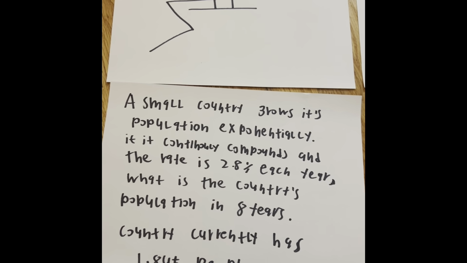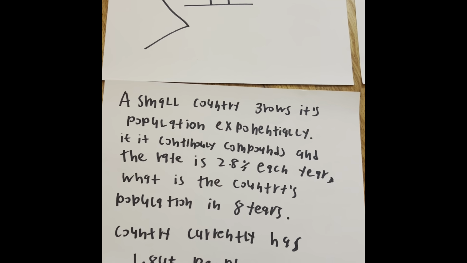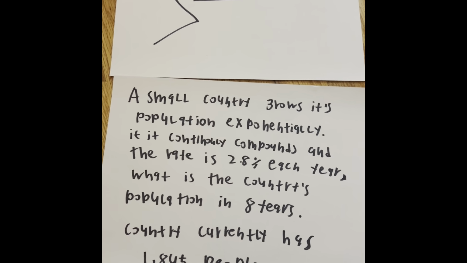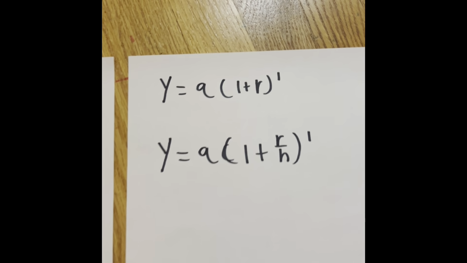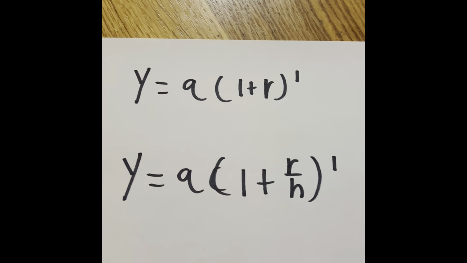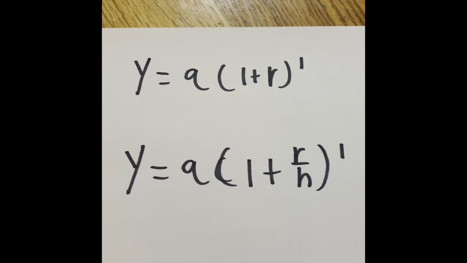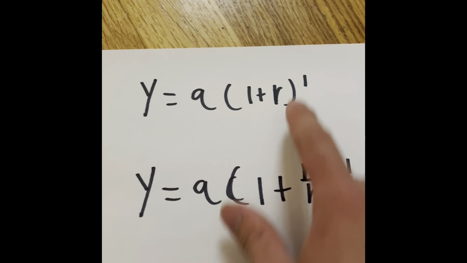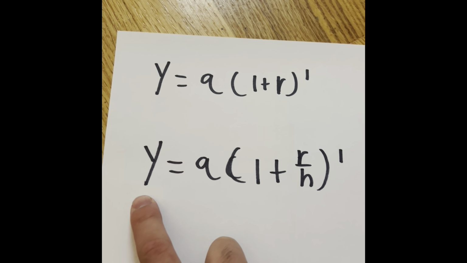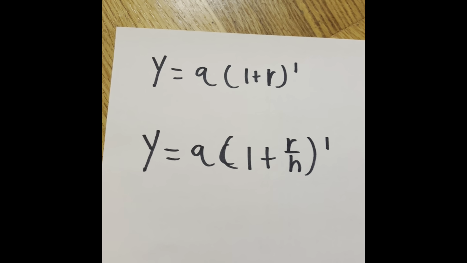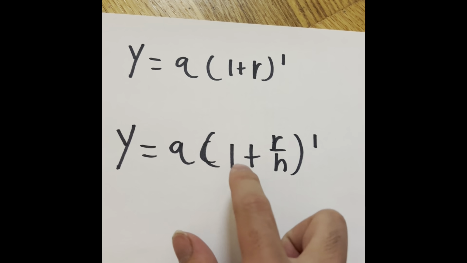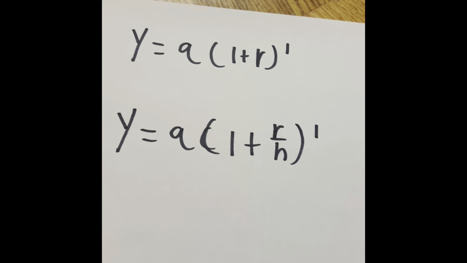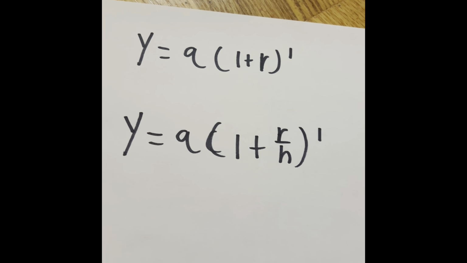But the problem is, we know what formulas there are, but we don't know how to execute the problem. So recently, we've learned about these two formulas right over here. y equals A(1 plus rate) to the power of time. And this one, in case it compounds more than once, y equals A(1 plus rate divided by number of times) to the power of the time multiplied by the number of times.